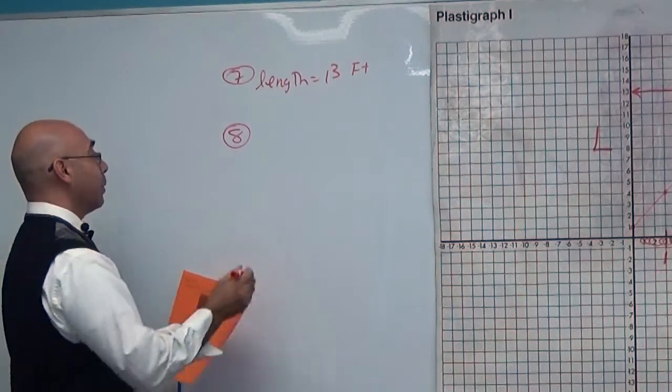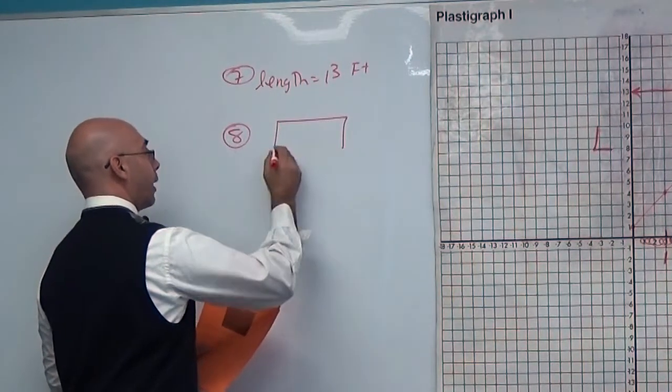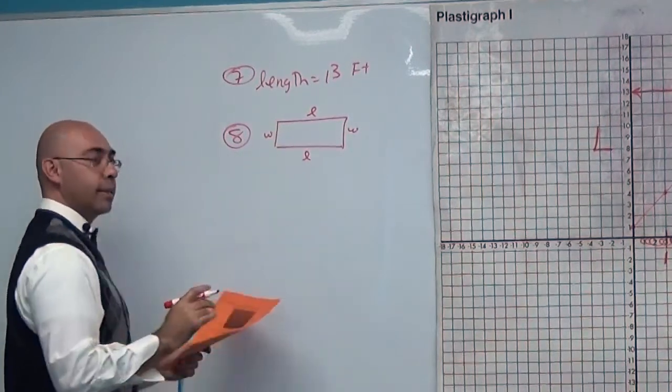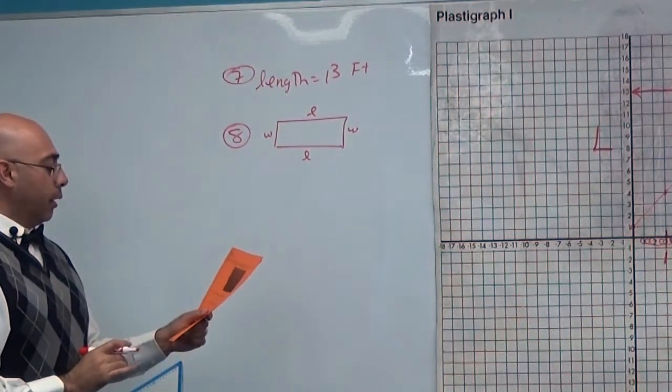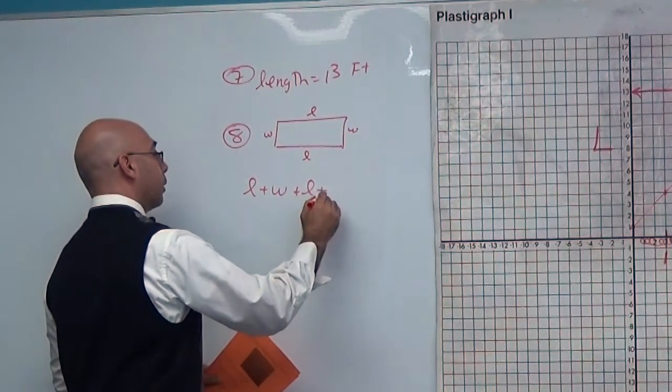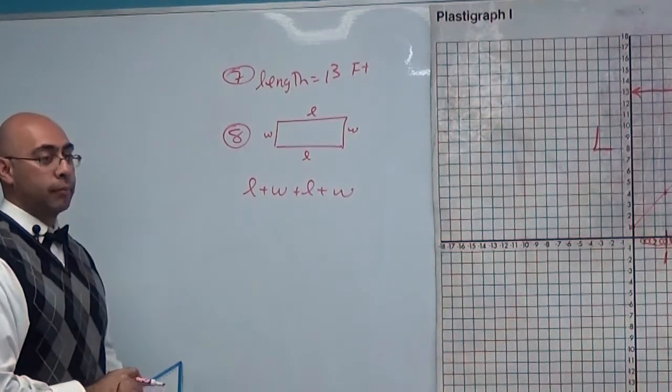Find the perimeter. Perimeter, again, means to add all 4 sides. So you have the length plus the width plus the length plus the width added together. And so I'll write down length plus width plus length plus width. That's how you find the perimeter.